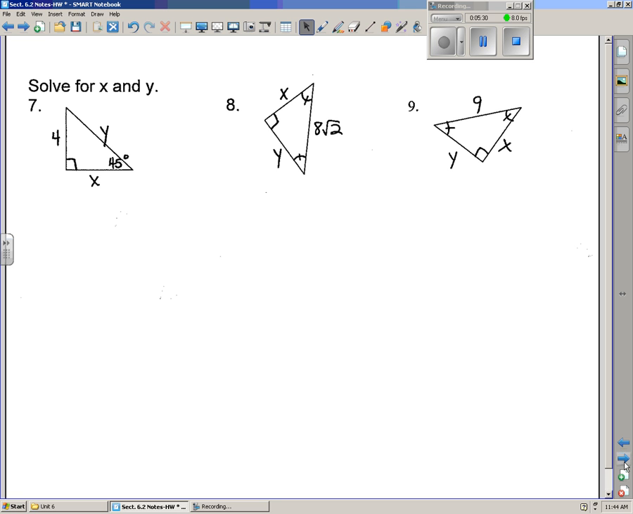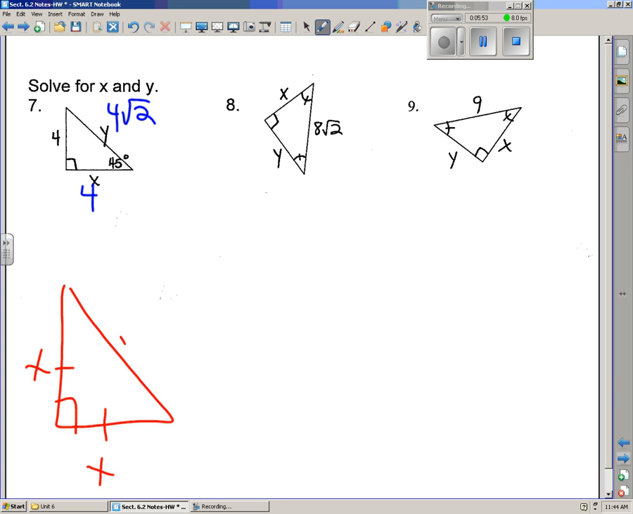So we need to find x and find y. Well, we know it's a 45, 45, 90, so x should be easy. X is just 4. And if the legs are 4, the hypotenuse is just 4 rad 2. Because don't forget, in any isosceles right triangle, the legs always take x, and the hypotenuse takes x rad 2.